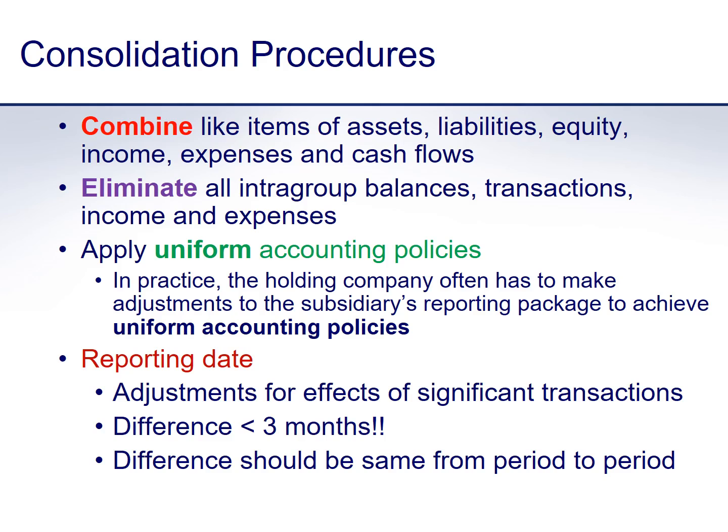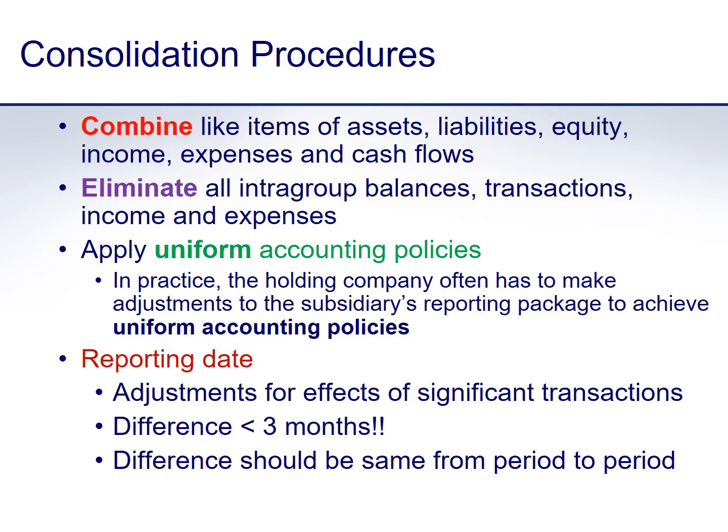In summary, consolidation involves bringing all of the assets and liabilities, equity, income, expenses, and cash flows of the controlled entities, of the subsidiaries, together with the parent's own assets, liabilities, income, and expenses. So we bring all of these things together into one big pot. We eliminate any intra-group transactions, balances, income, and expenses entirely. So if any of those intercompany, intra-group transactions have happened during the year, those would need to be eliminated in full.